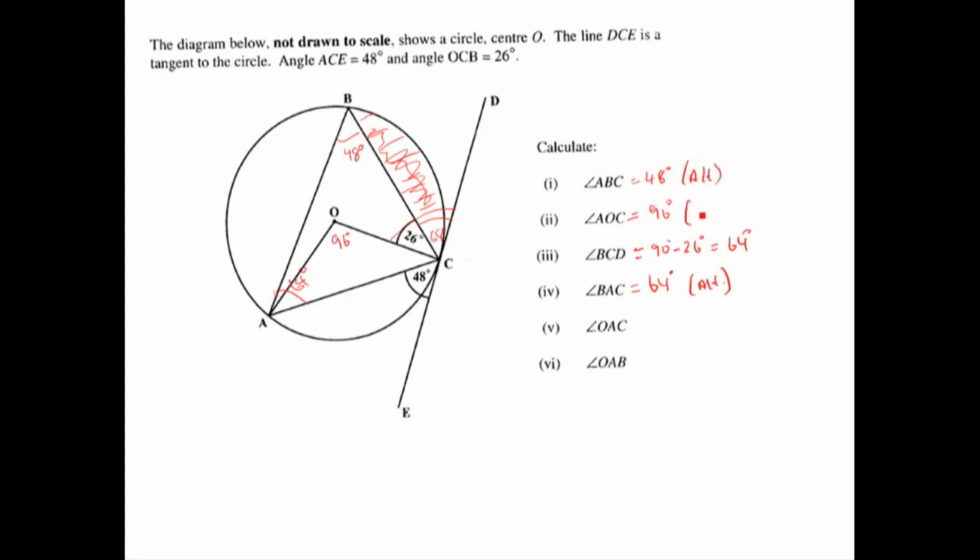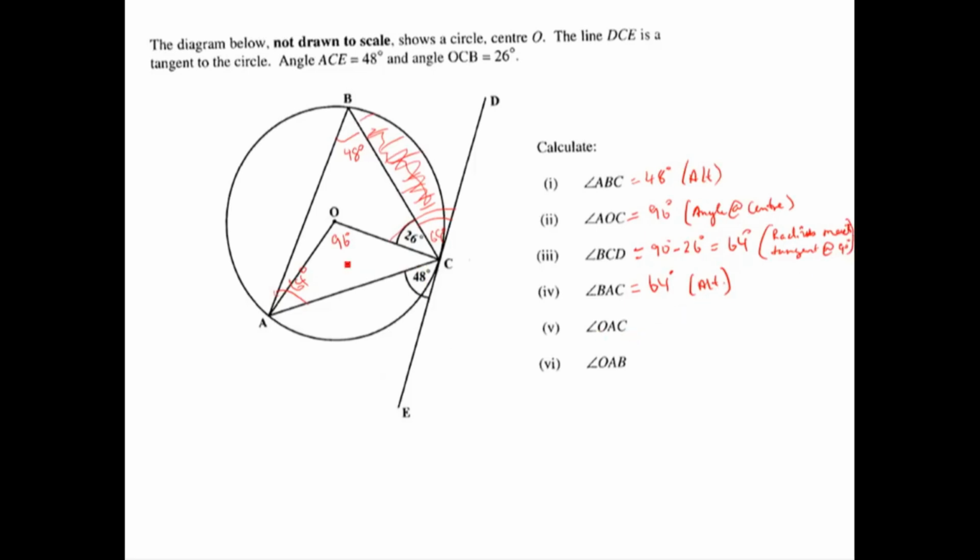This one here was angle at center, twice angle at circumference. And this was radius meets tangent at 90 degrees. They're perpendicular.